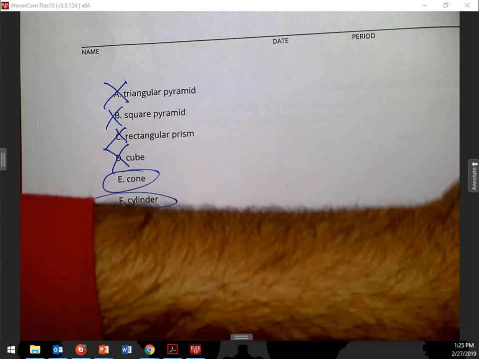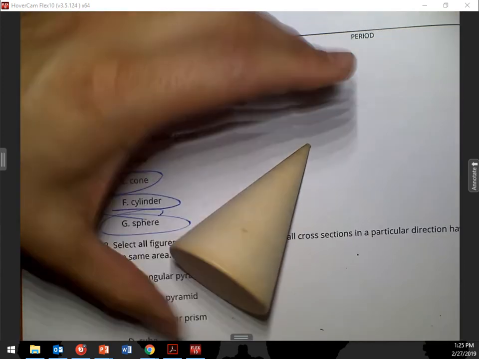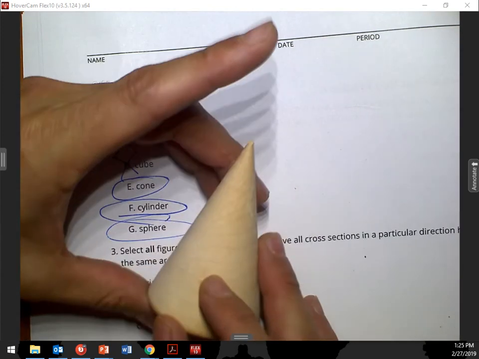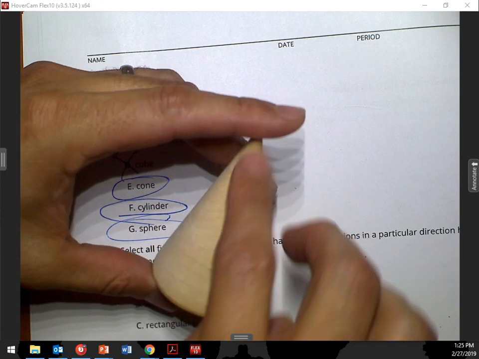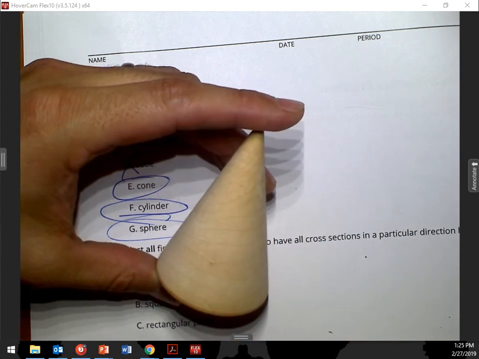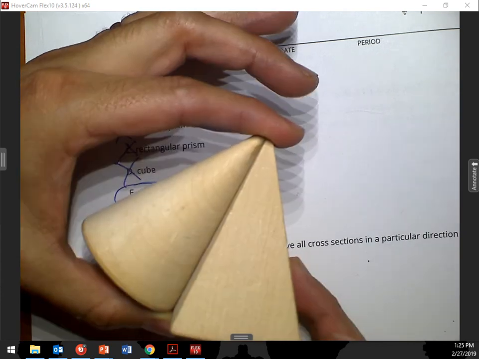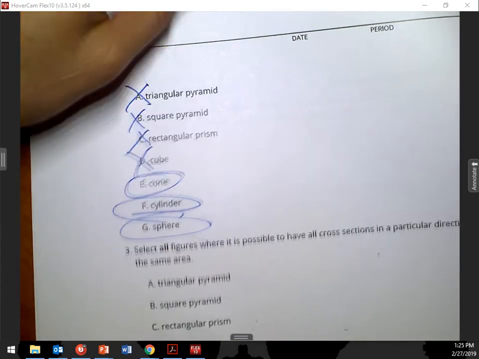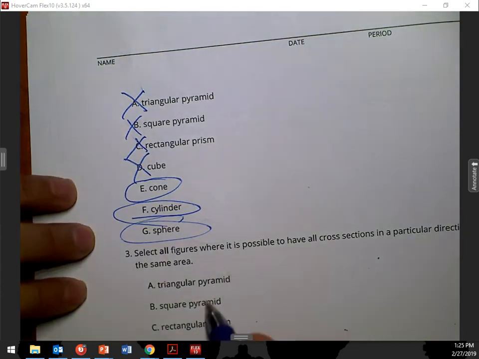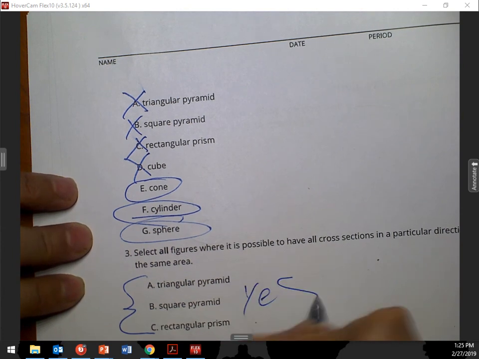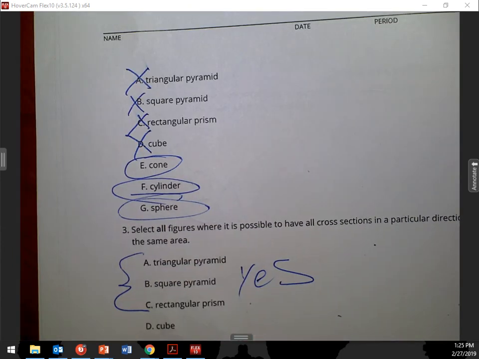But remember this cone? What is the shape if I cut it directly down the center all the way down? That would be a triangle. Would that be the same thing here too? Yeah, it would. So all of these right here should be the same shape. So we'd say yes, right? Those ones right there, I would say yes.